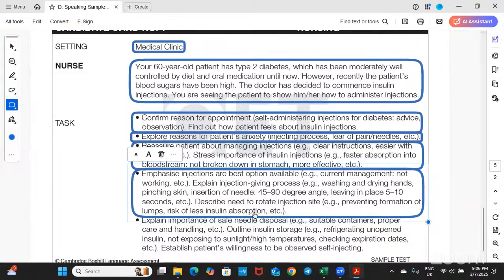So if you inject on the same side repeatedly, the result may be bruising, or lump formation, or itching, or irritation, or anything like that.